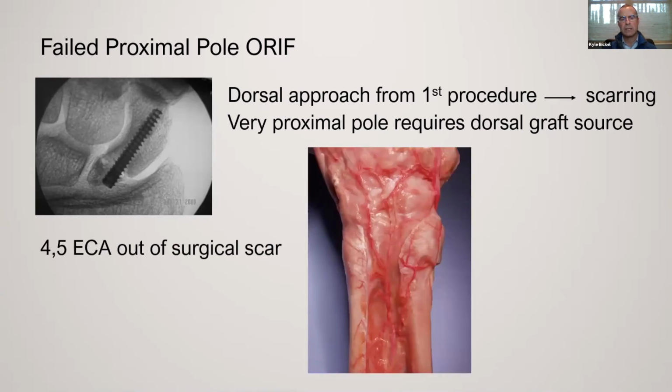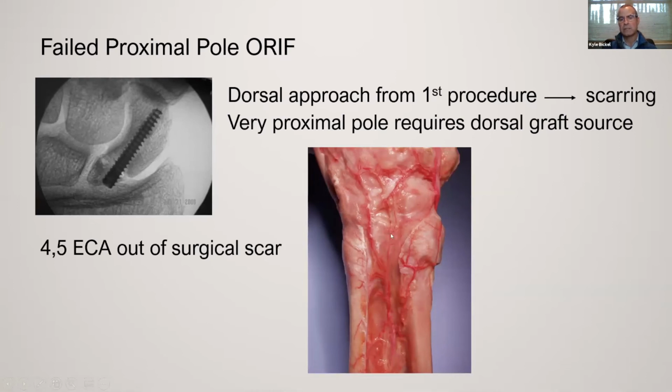So in this case, there are other sources, and in this particular case, I chose the 4-5 ECA. So this is in the floor of the 4th and 5th compartments, and you can see this large vessel going up here, communicating off the anterior and posterior interosseous artery communication through the interosseous membrane. And it gives you a much larger vessel.